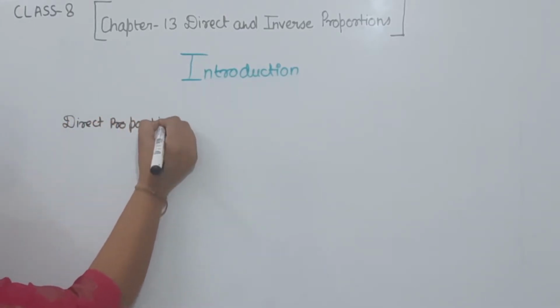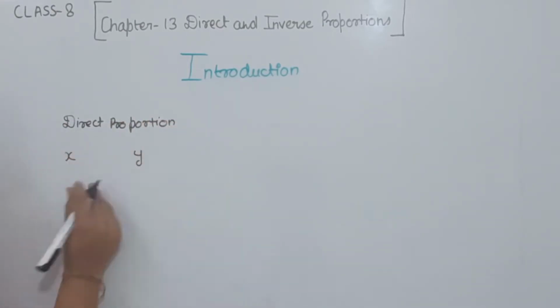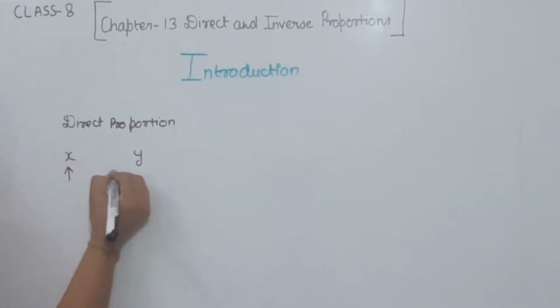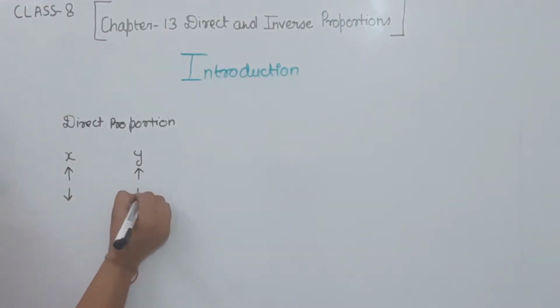So what is direct proportion? Let's suppose we have two things, x and y. Now we can say these are in direct proportion when the first one increases, then the second one also increases. If the first one decreases, then the second one also decreases. So this is called direct proportion.